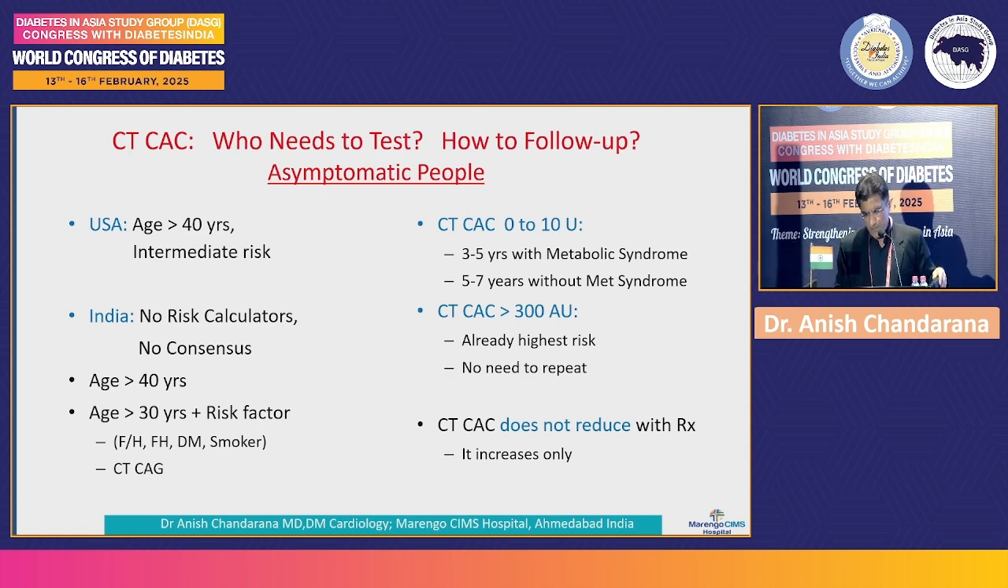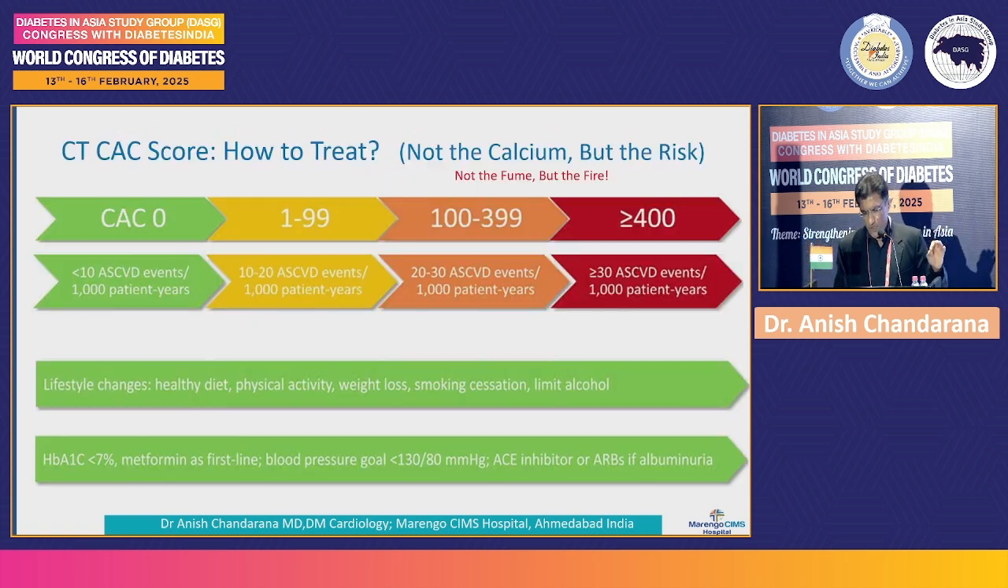A very important point, CT coronary calcium score does not reduce with treatment. So calcification and calcium score is always there and will keep on increasing. So you're not treating it. There are people who are coming out with chelation therapy to get rid of that calcium. These are all nonsense strategies. So what you are going to treat and tackle is the risk. You are not going to treat calcium. You are going to treat the risk which is depicted by calcium score.